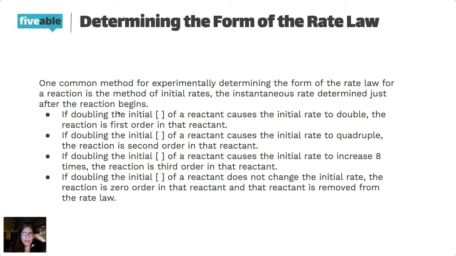Again, if you double the initial concentration and the rate doubles, then the reaction will be first order. If the initial concentration doubles and the rate quadruples, then the reaction will be second order, and so on. If we double the concentration and it causes the initial rate to increase 8 times, then it would be third order. If doubling the reactant does not change the rate, then it will be order 0. So we're going to see some examples.